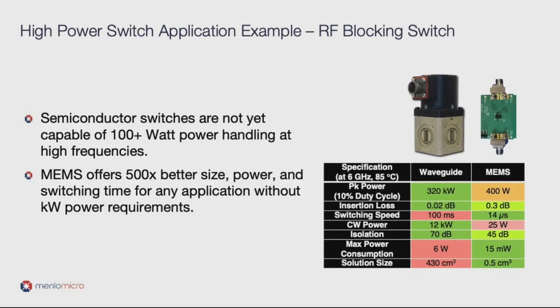Looking at the table, the waveguide switch will have the highest power handling in the hundreds of kilowatts for peak and 12 kilowatt CW. It also has better insertion loss and isolation, but all of this is at the expense of a significantly larger size compared to the MEMS solution. The power consumption, size, and switching speed are several orders of magnitude worse than the MEMS. So in situations where the very high power handling is not required, MEMS will save significant solution size.